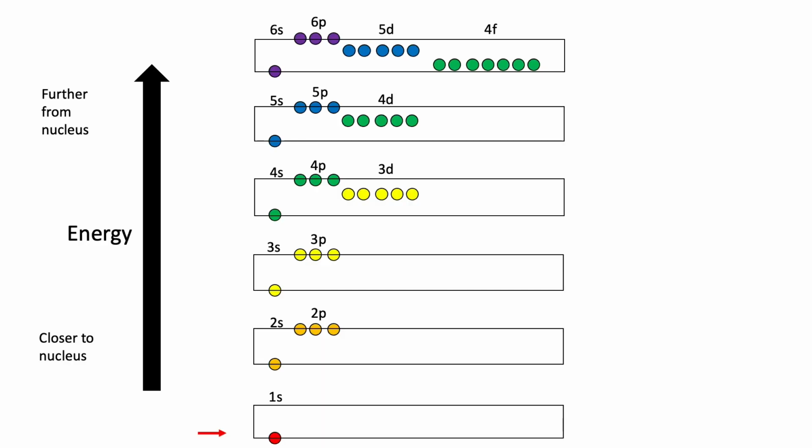If we look at a table of the atomic orbitals, we'll notice that the lowest energy orbital, principal quantum number 1, only has one orbital, called the 1s orbital.